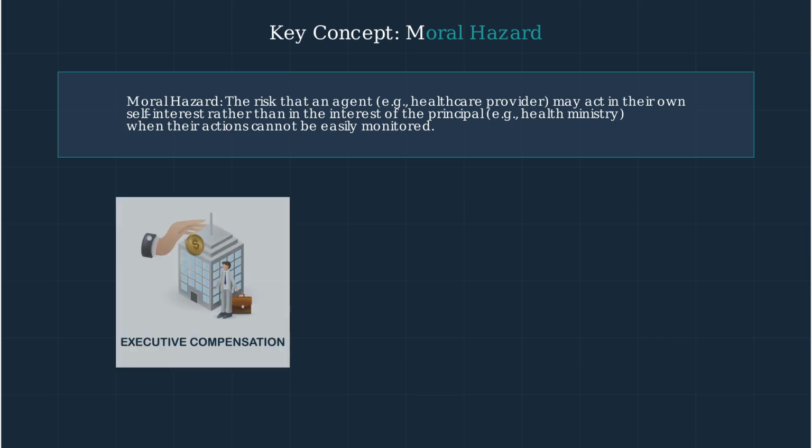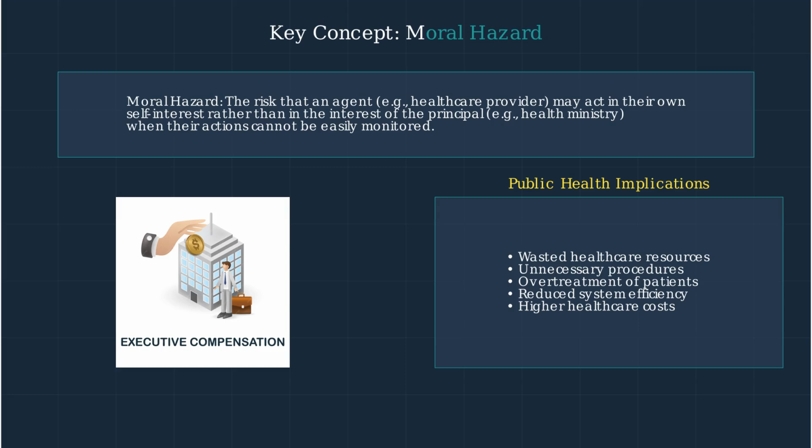A classic example of moral hazard can be seen in executive compensation structures, where healthcare administrators might focus on short-term profits rather than long-term patient outcomes or public health goals. The implications of moral hazard in public health include wasted resources, unnecessary procedures, overtreatment of patients, reduced system efficiency, and ultimately higher healthcare costs for society.